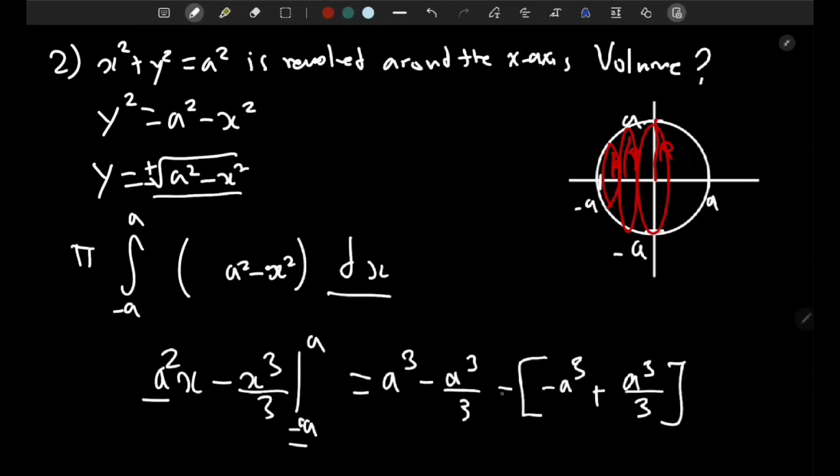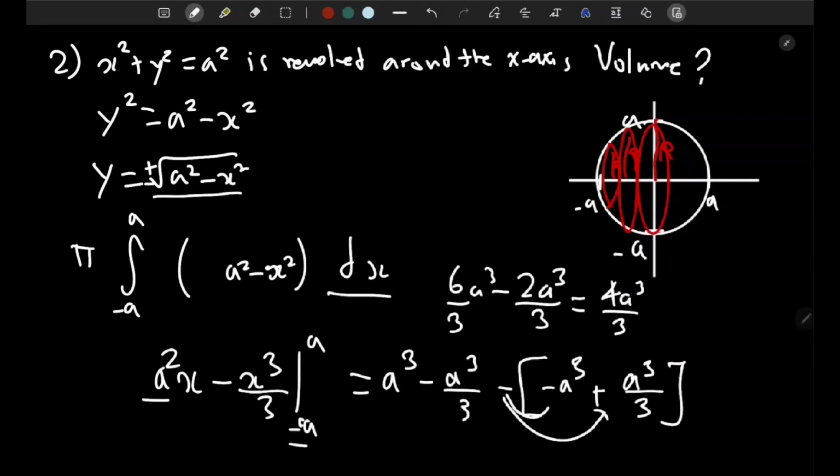Now let's simplify this. I'm going to distribute the minus sign over here, so it's going to become 2a cubed, and this minus sign is going to go here also, so it's going to become minus a cubed over 3 over here, so minus 2a cubed over 3. Now let's make it the same denominators. So this was 2, so to change it to over 3, we can multiply the numerator by 3 and the denominator, which is 1, by 3. Now we have the final answer of 4a cubed over 3.